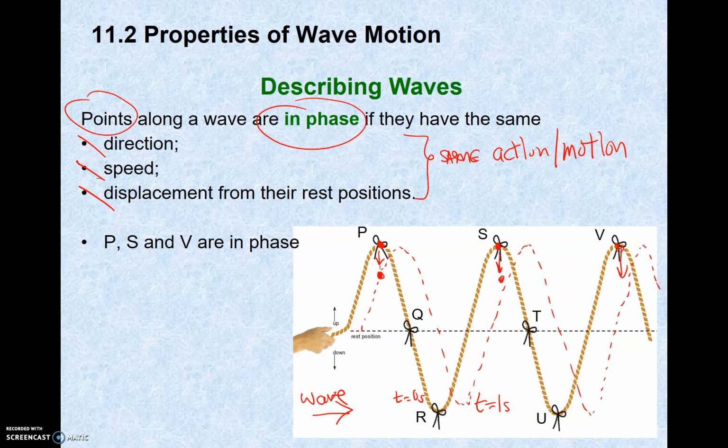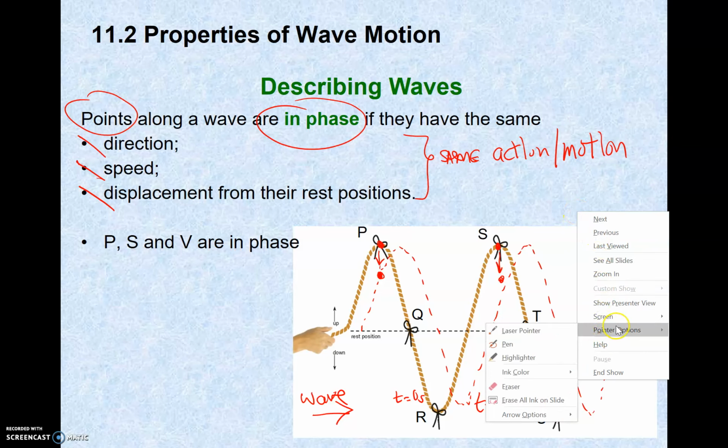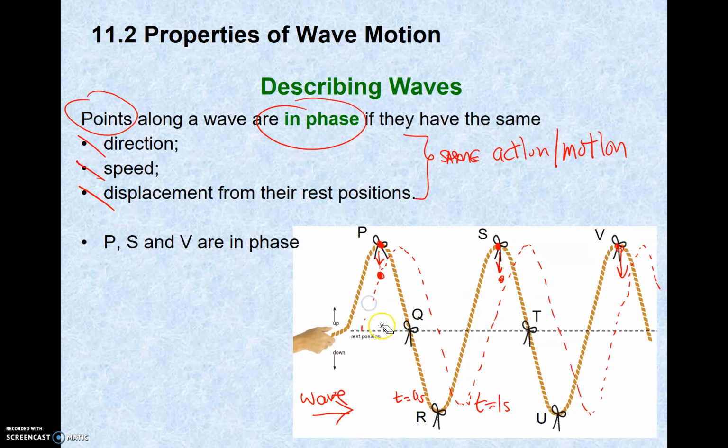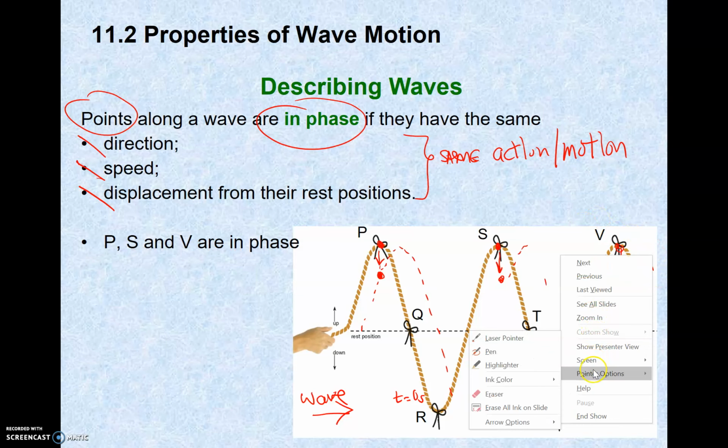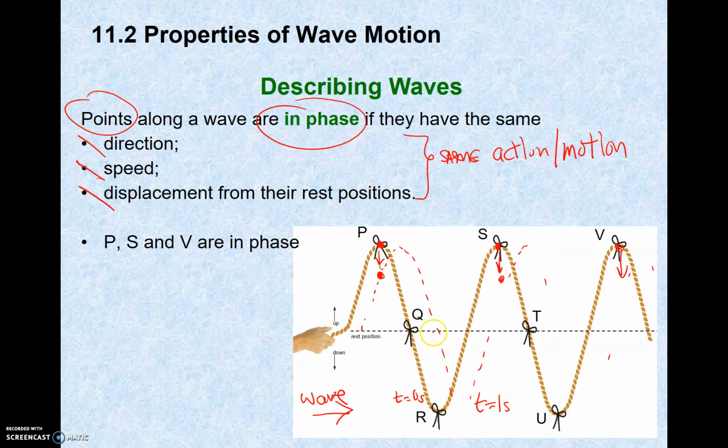Pardon me for my drawing, it's slightly inaccurate, so let me redraw a bit first. So the wave I'm looking out for should be something like this. Give me a minute. Okay, in phase means they have the same point, same location, same motion. So it will be somewhere here. So I will say that S and V are actually moving downwards.